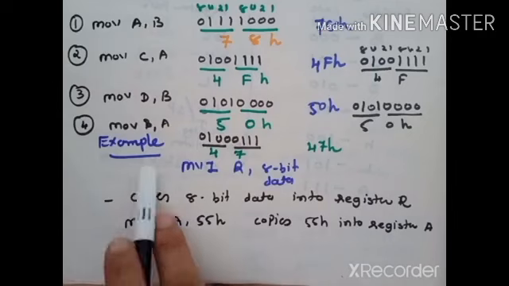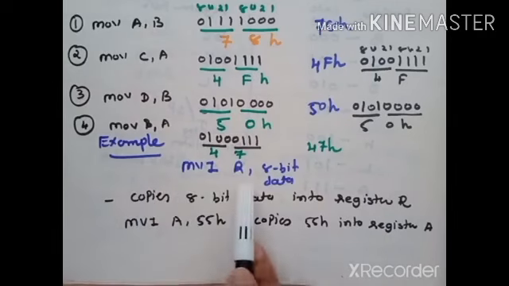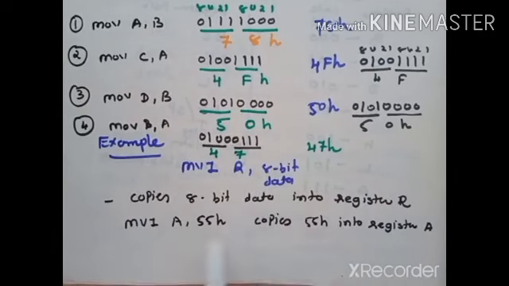Now start the second example: MVI R, 8-bit data. This instruction copies 8-bit data into register R. Then an example of this instruction: MVI A, 55H. This instruction copies 55H into register A.